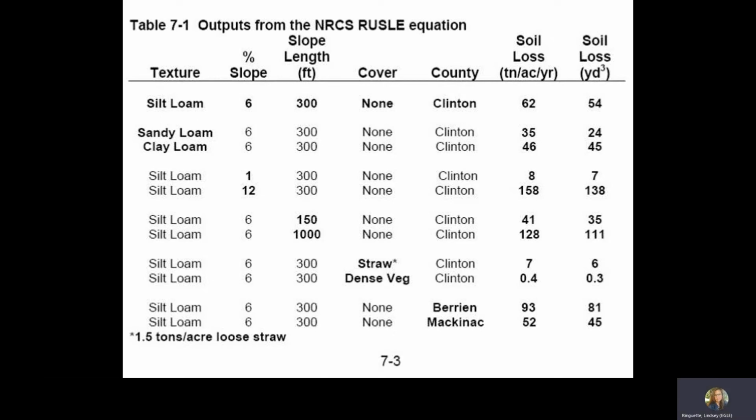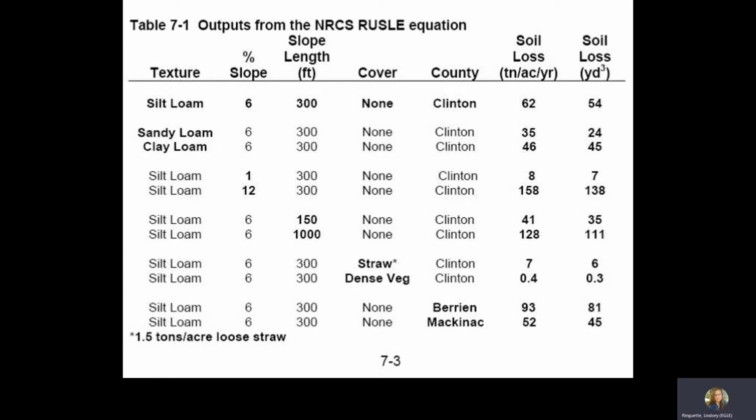As you can see in the table, the RUSLE equation takes into account the following factors: soil texture, slope percent, slope length, land cover, and geographic location by county. The equation will determine soil loss in tons per acre per year, which results in cubic yards of soil loss. The first row of the table is considered the baseline.